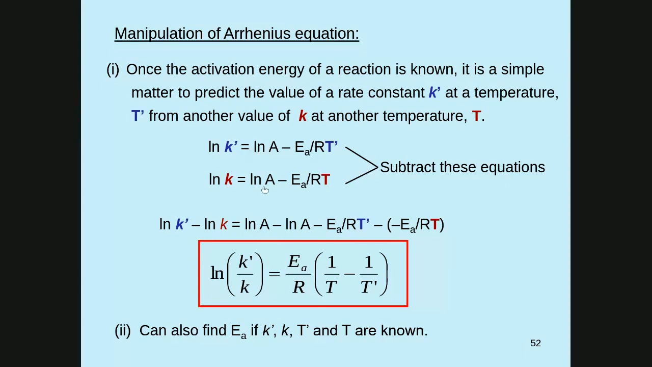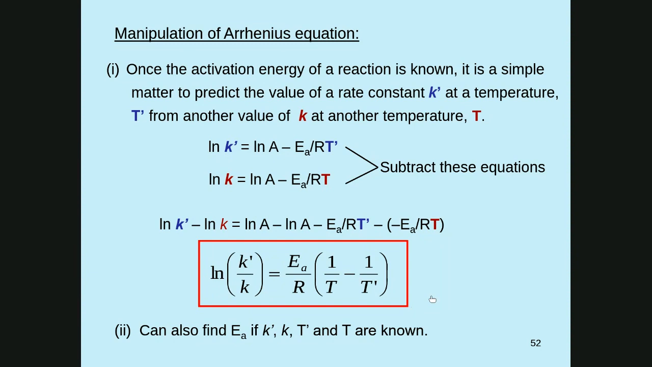If you do the same thing on the right-hand side, you see that you cancel the ln A. This is gone, and you're left with minus EA upon R T primed from this. Minus minus is plus EA upon R times T. Then you simplify this. EA upon R is a common factor of these two terms, so you place it outside the bracket. Inside the bracket you get 1/T minus 1/T primed. So this is if you have only 2 data points.